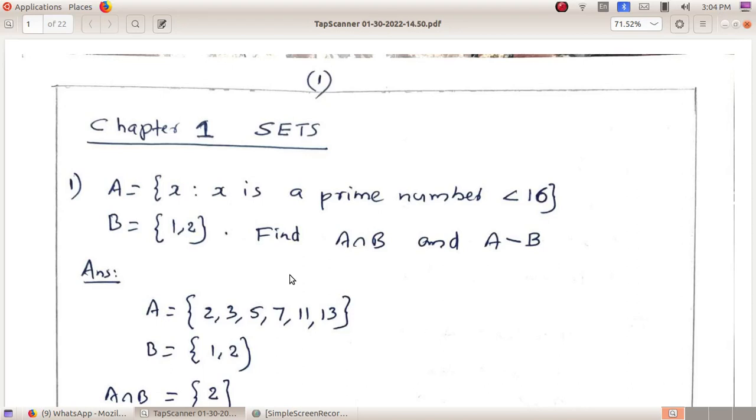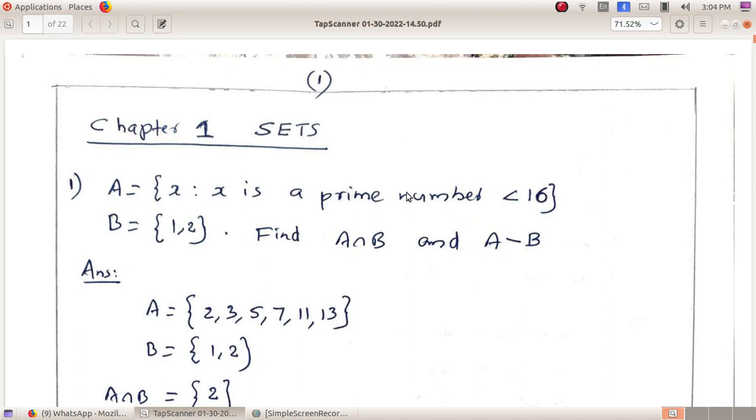Let us discuss important parts chapter-wise. See, chapter number 1, sets. Here is a question. A is equal to the set of x such that x is a prime number less than 16, and B is equal to the set {1, 2}. Find A intersection B and A difference B.